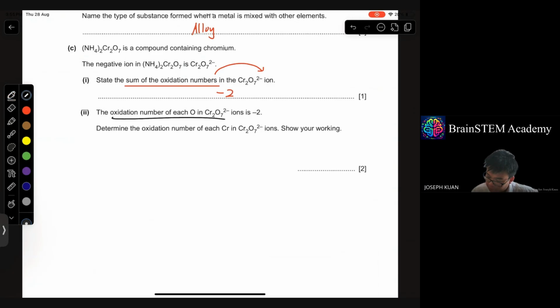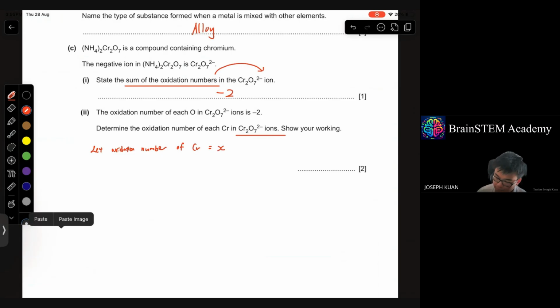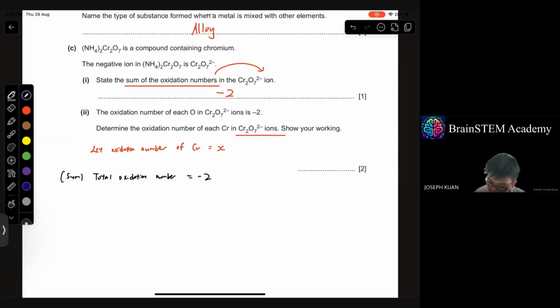Now, the oxidation number of each oxygen in this particular ion is -2. Determine the oxidation number of chromium in the Cr2O7 2- ion. Show your working. Now, we can do it like this. Let the oxidation number of chromium be X. So we know that the sum of the oxidation numbers is -2. And this -2 is created from the individual elements.